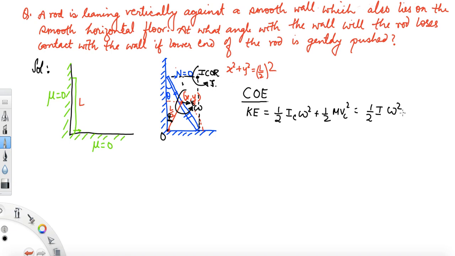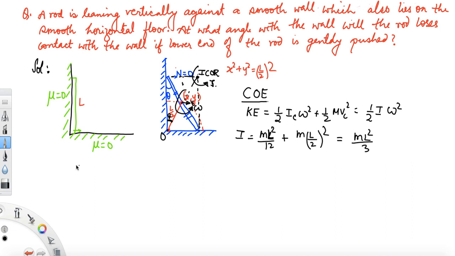This is what I. And of course, we can see that the moment of inertia I about the instantaneous center of rotation is equal to mL square by 12 plus, what is this distance? This distance is also going to be m times L over 2 whole square according to the parallel axis theorem, and it comes out to be mL square over 3. This is the moment of inertia about ICOR.